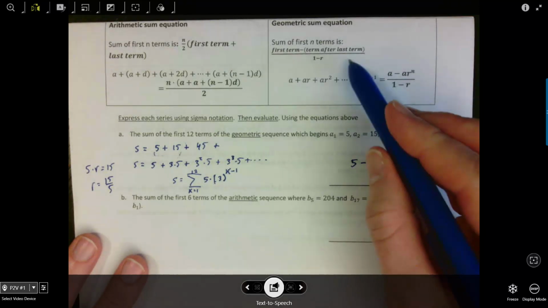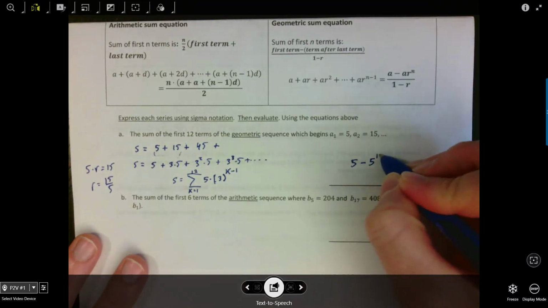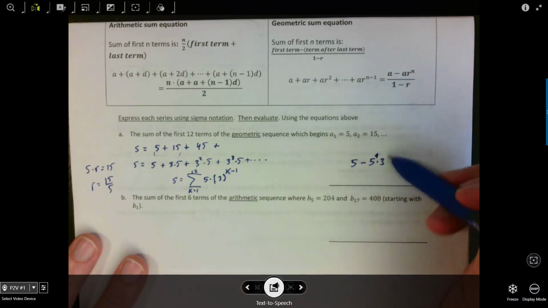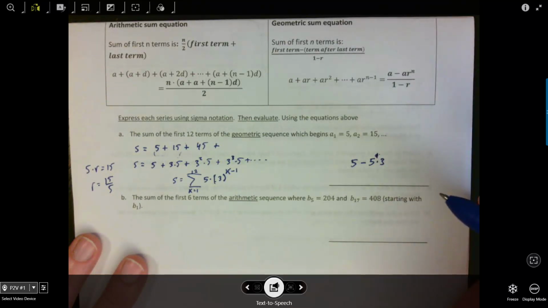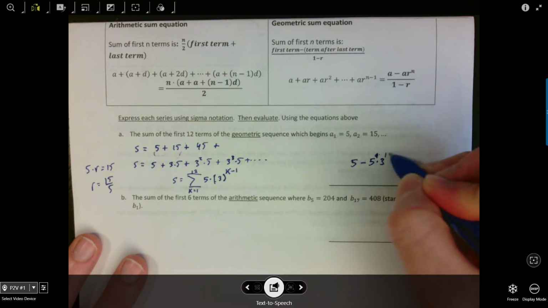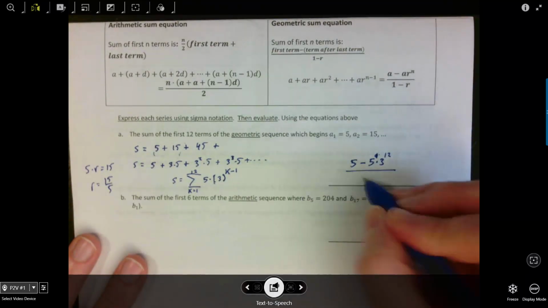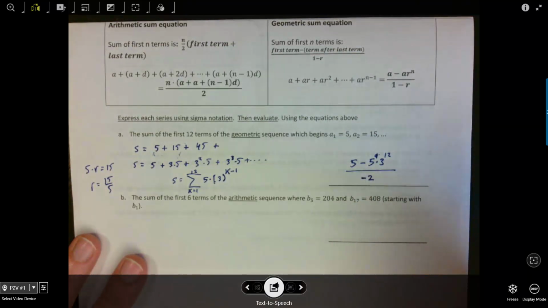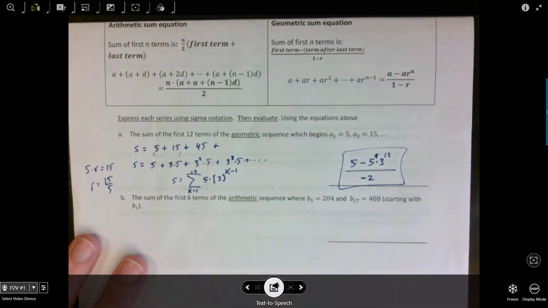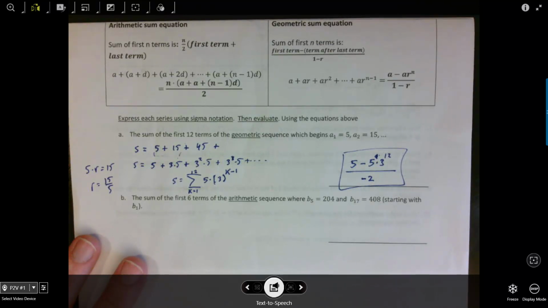So the term after my last term would be... 5 times 3 to the 11th power would be the last term. 5 times 3 to the 12th power would be the term after my last term. And then 1 minus 3 is -2. And then, of course, you could figure out what number that actually was equal to, if you wanted to. The actual number is sort of less important.